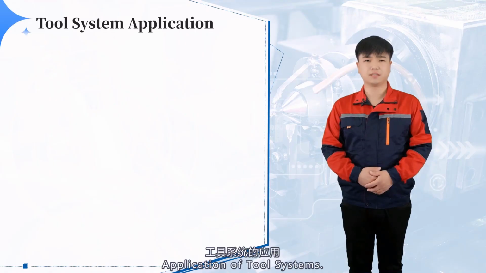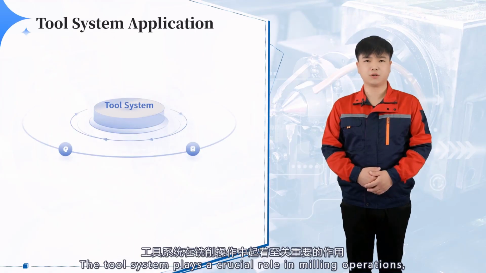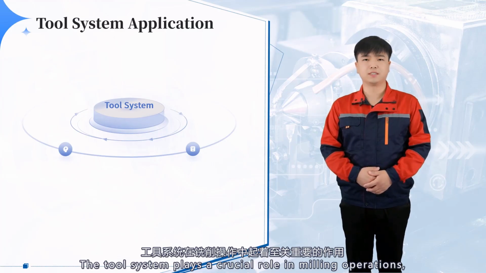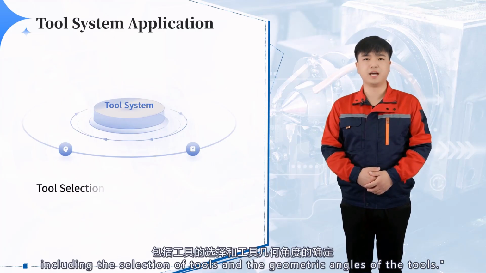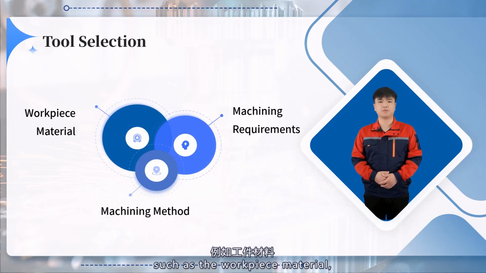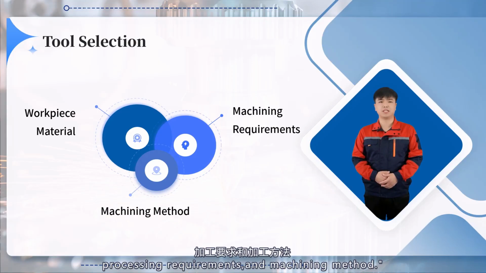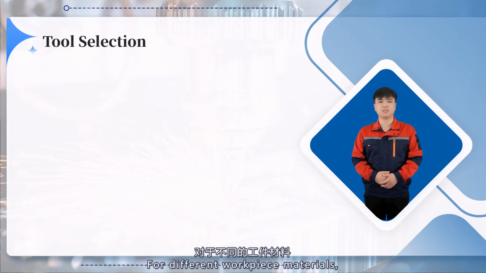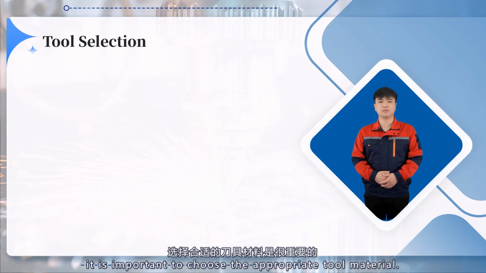Application of tool systems. The tool system plays a crucial role in milling operations, including the selection of tools and the geometric angles of the tools. Tool selection. The selection of tools requires consideration of multiple factors, such as the workpiece material, processing requirements, and machining method. For different workpiece materials, it is important to choose the appropriate tool material.